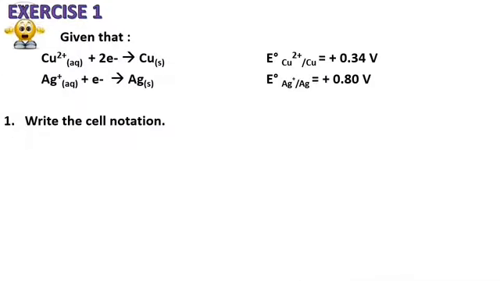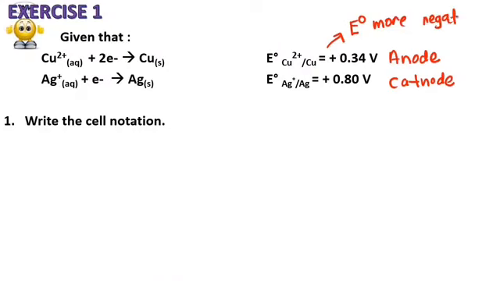To answer the question number 1, write the cell notation. Yang penting pelajar tahu, anode is copper, manakala silver as cathode. Why? Because the E0 value for copper more negative. Okay? While the E0 value for the silver more positive. So the E0 value more positive act as cathode, manakala E0 value more negative act as anode. Itu dia punya syarat. Okay, how to write the cell notation?